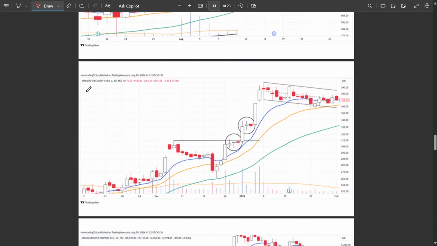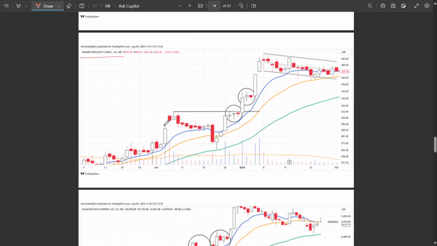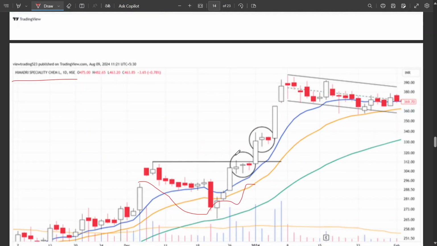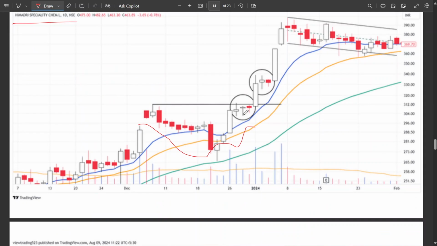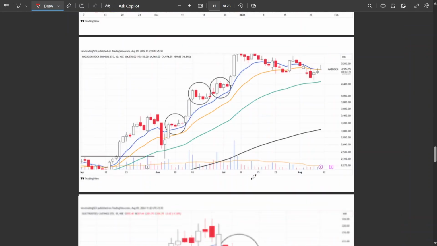Another example, HSCL, Himadri Specialty Chemicals. Again, this was the base structure, and then there were 3 inside bars, and you can clearly see these are the kind of indecision candles. But as I said earlier, the candles that have a long lower wick increase the bullishness, right? Because that tells you that the bulls were able to take over for that particular day. And then there was a breakout, and again 2 inside days, and then the continuation move after that.